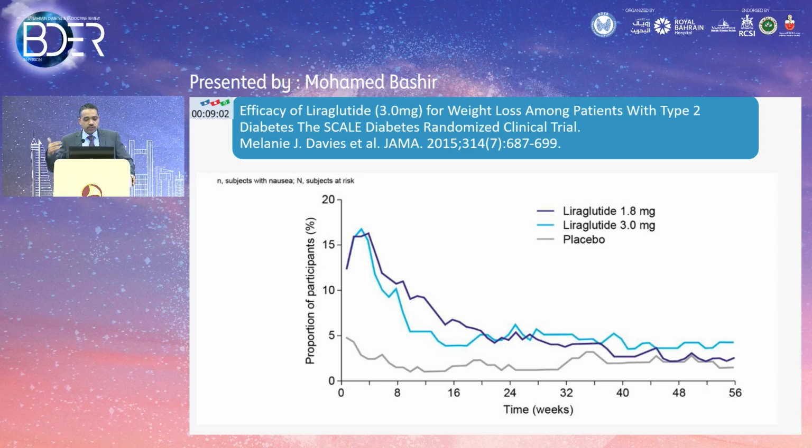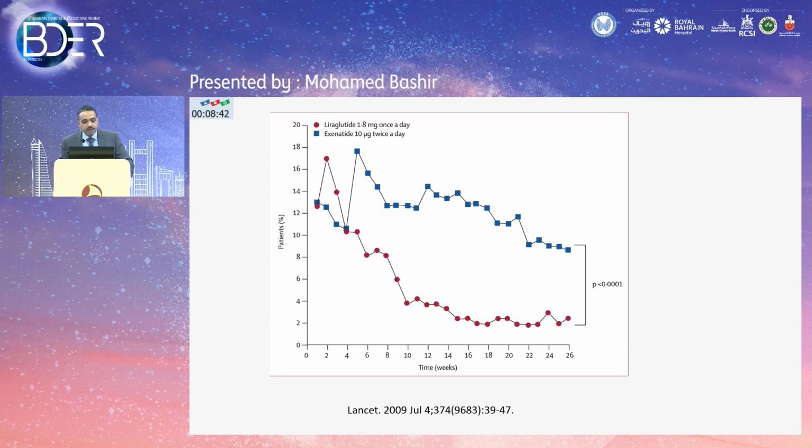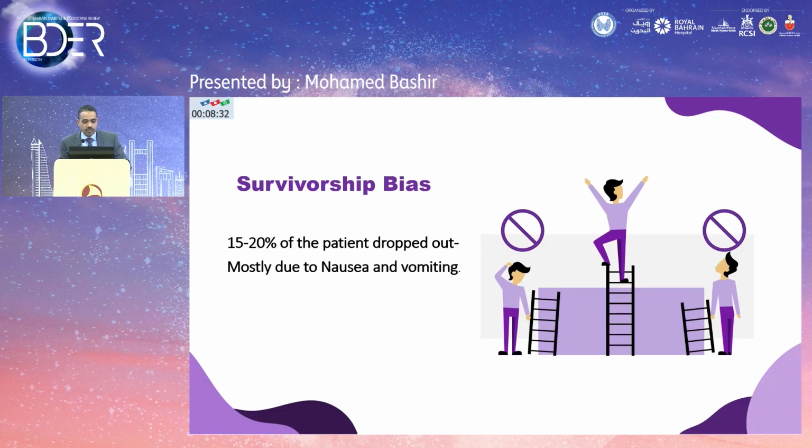So the rate of nausea and vomiting with these agents is actually quite high when we're starting them. This is data from the SCALE trial, which is looking at the rate of nausea and vomiting, around 5% and staying around that. But it takes about 12 to 20 weeks before the frequency settles a bit. Similar data from exenatide. Exenatide is around 10%, and it takes a good 22 weeks before the frequency settles. And liraglutide about 14 weeks as well.